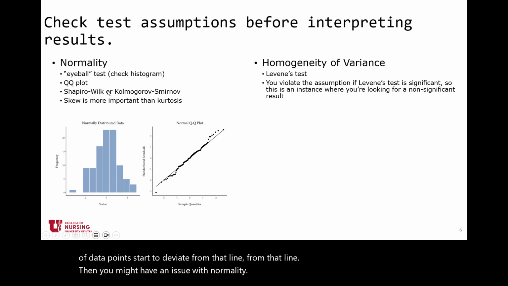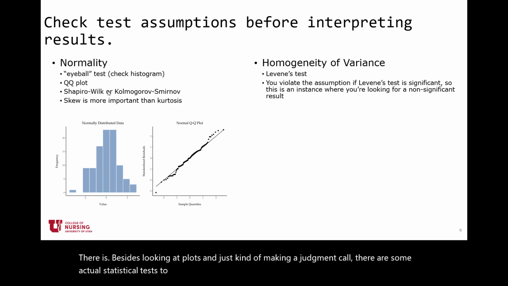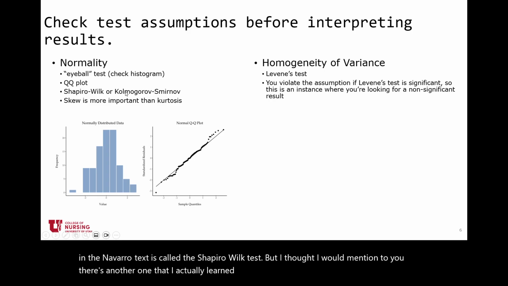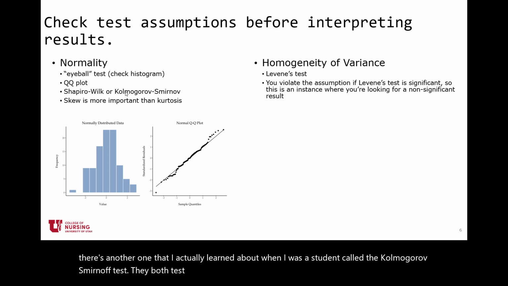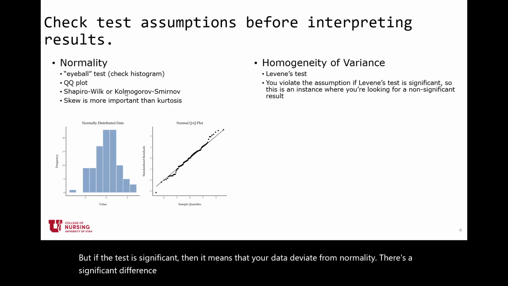Besides looking at plots and just kind of making a judgment call, there are some actual statistical tests to check if things follow a normal distribution. And the one mentioned in the Navarro text is called the Shapiro-Wilk test. But I thought I would mention to you, there's another one that I actually learned about when I was a student called the Kolmogorov-Smirnov test. They both test for normality. They use some slightly different procedures. But if the test is significant, then it means that your data deviate from normality. There's a significant difference from normality.